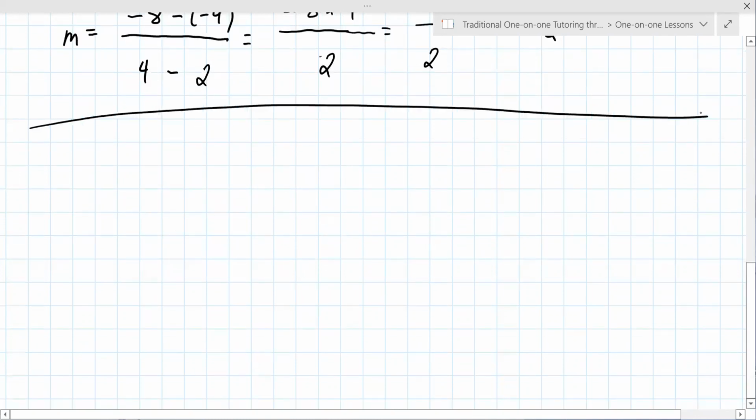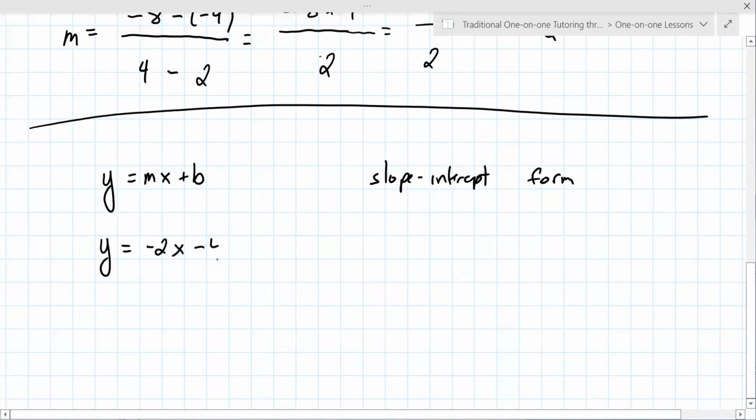So let's look at an equation in slope-intercept form. This is called slope-intercept form. Now I'm going to give you an equation here: y equals -2x minus 4. The slope m is the number in front of x. What is the number?